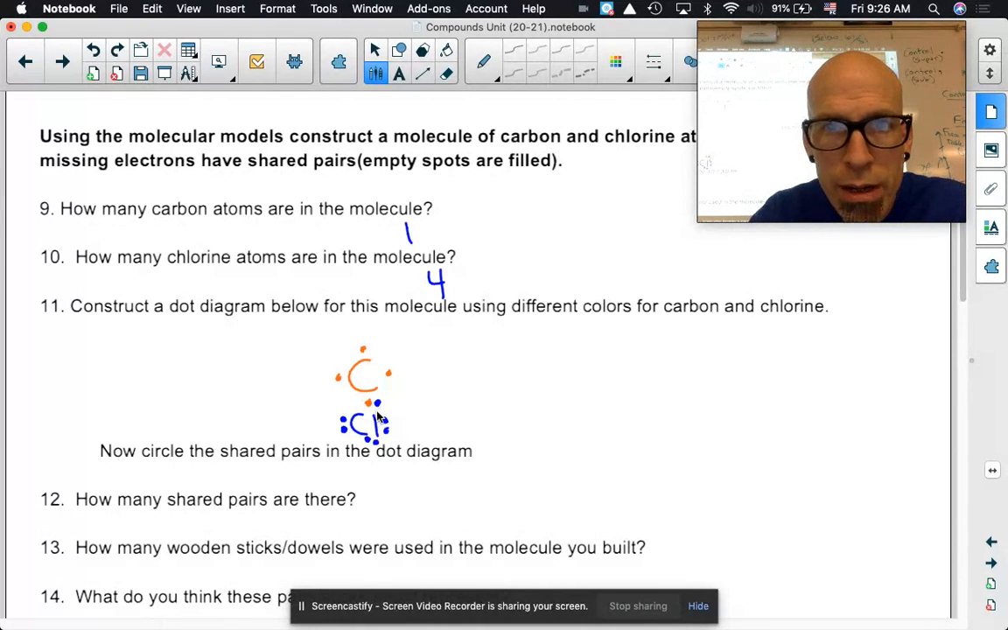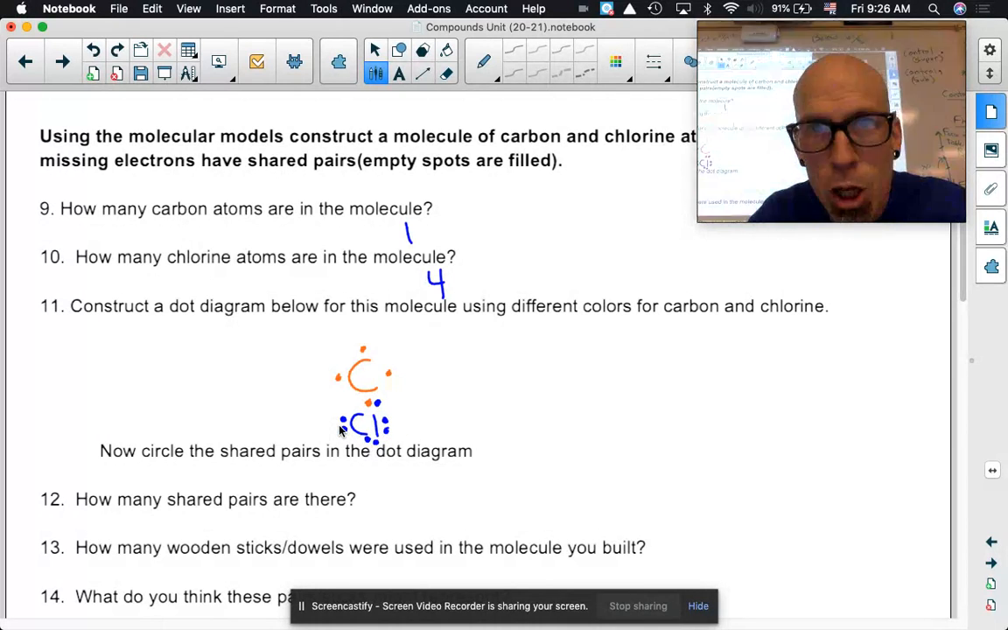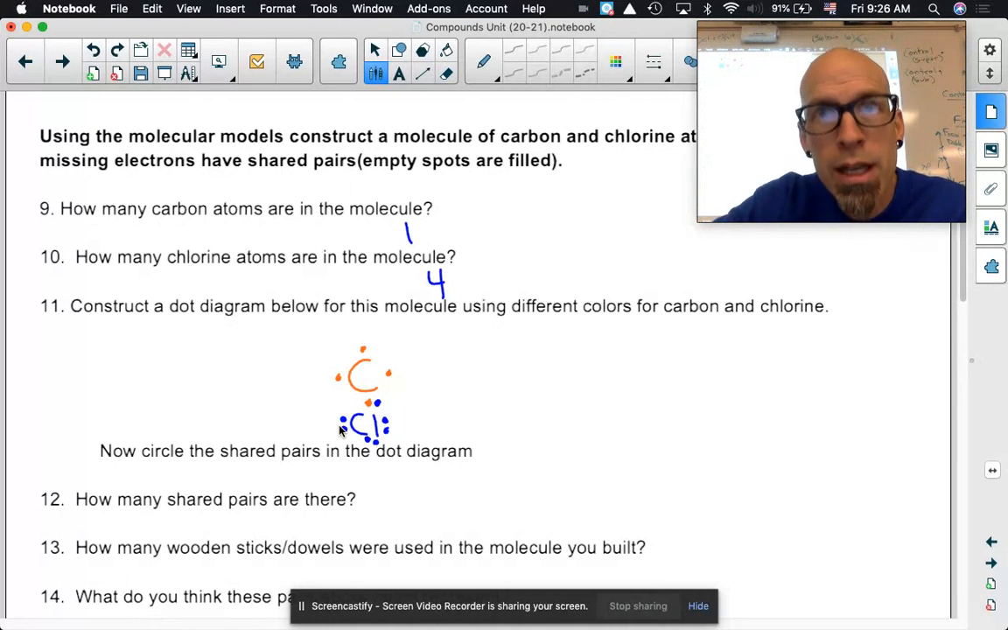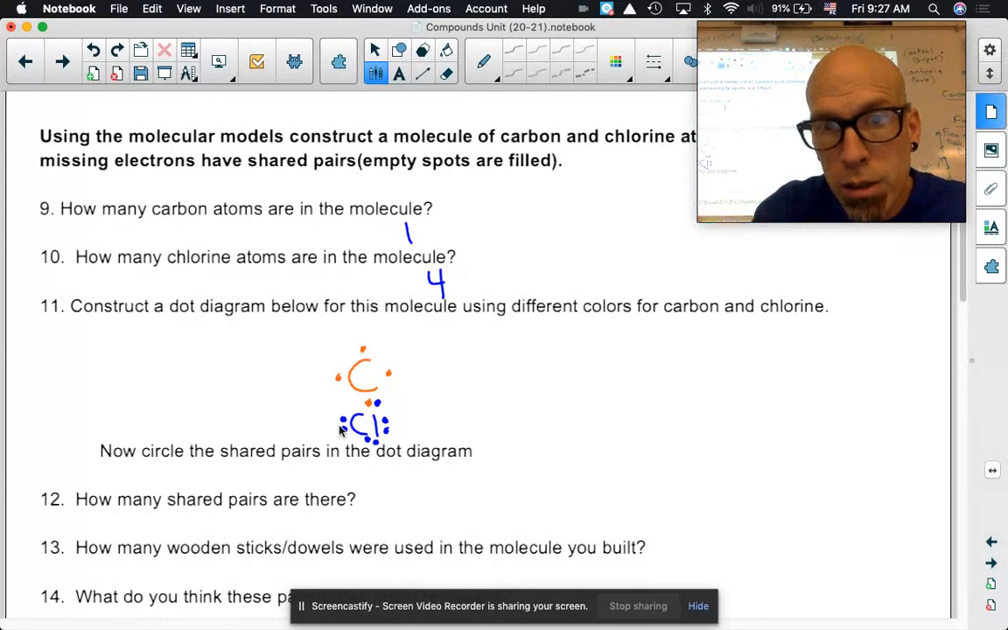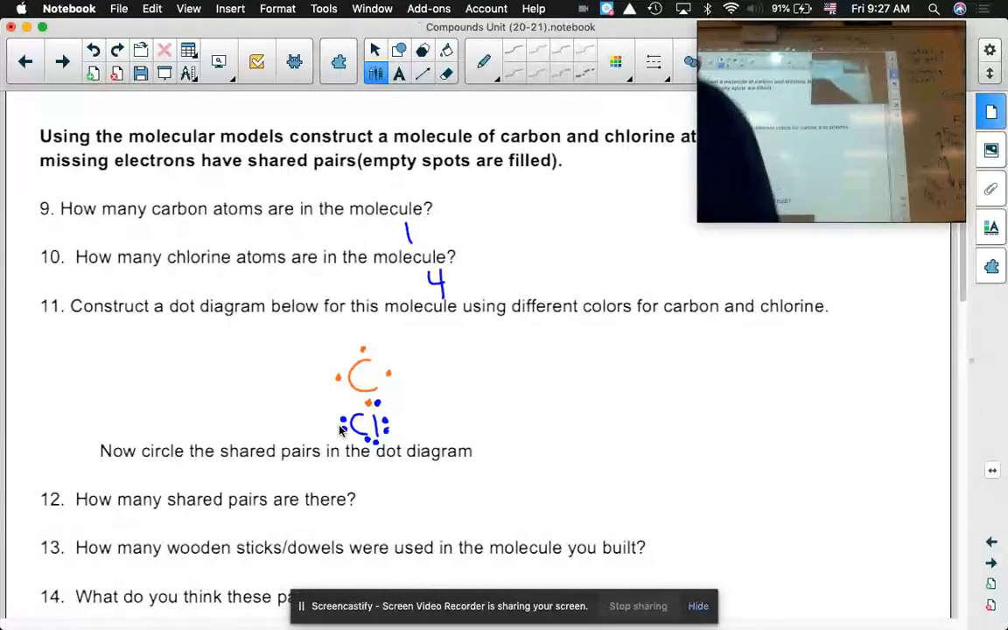So what do you see around this chlorine atom right now? There's 2, 4, 6, 8. It has 8. One of the carbon electrons is filling the only empty spot in chlorine. And that chlorine atom is filling 1 of the 4 empty spots for carbon. So do you see how this could continue? And 3 more chlorines could go in and do the same thing.